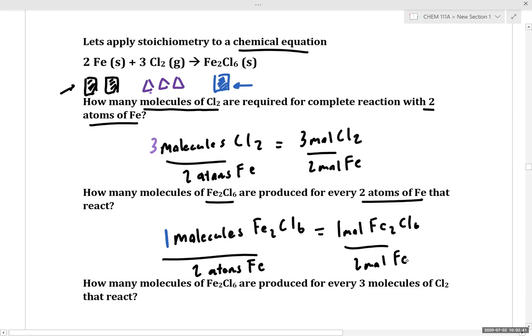Does the parallel make sense to everyone so far? Is everyone starting to see what we're doing in terms of stoichiometric ratios? So just like making a sandwich, we're looking at how many molecules of each reactant we need for a complete reaction, and the ratio is based on our recipe, based on our chemical equation.